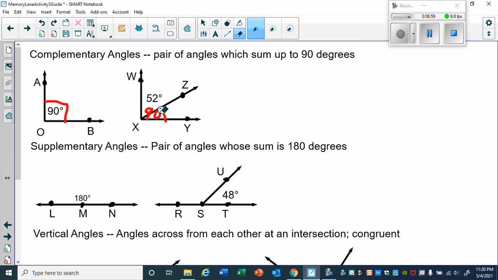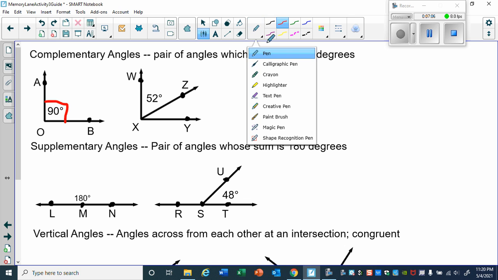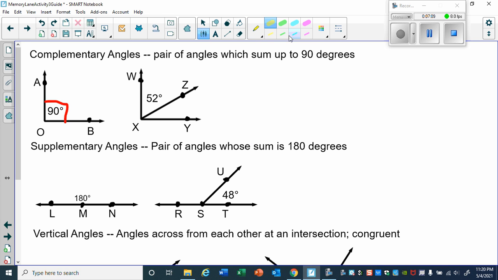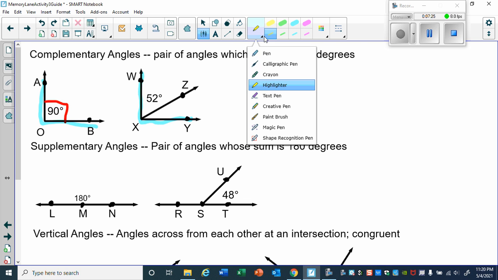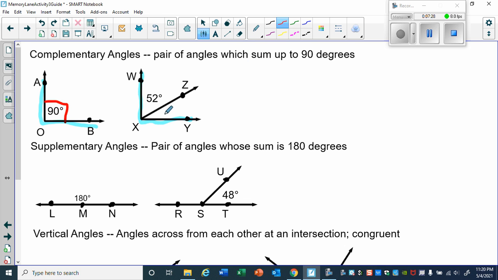So let me get rid of this 90 degrees. But we just have to know, since we have our right angle, which I want everybody to see, WXY is just like AOB. The right angle, 90 degrees. But we know that WXZ was 52. So we need to figure out how many more degrees, so 52 plus something must add up to 90.